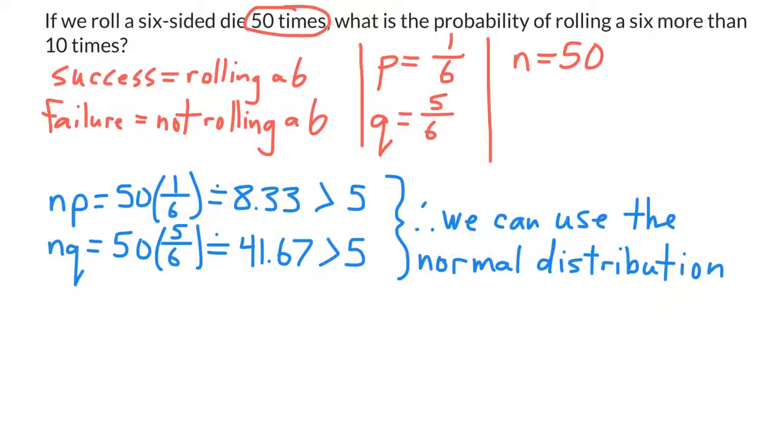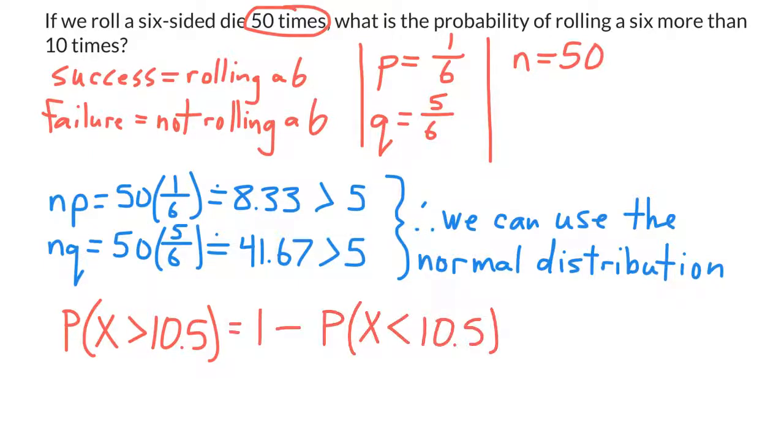In the question, we're asked, what is the probability of rolling a 6 more than 10 times? This means 11 counts, but 10 does not. So if we wish to make a range, then a value of 10.5 will be sufficient. So we're looking for the probability that x is greater than 10.5. But remember, when we use our z-score tables eventually, we're always looking for the value being less than a number. So I'm going to rewrite this as 1 minus the probability that x is less than 10.5.